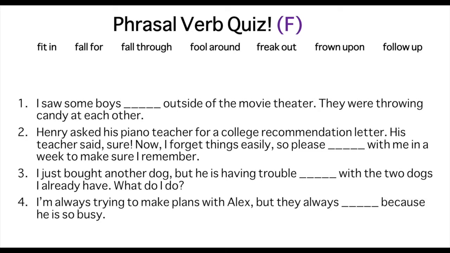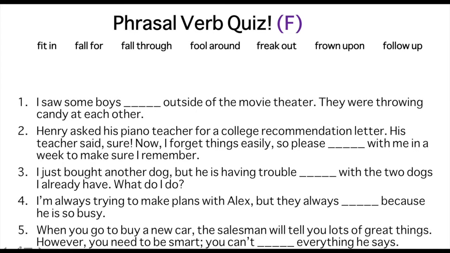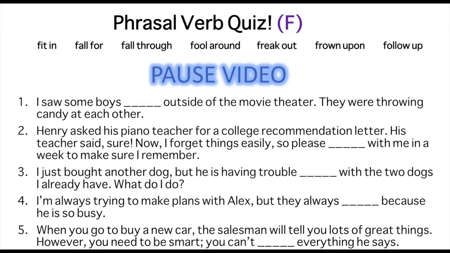Number 4. I'm always trying to make plans with Alex, but they always blank because he is so busy. Number 5. When you go to buy a new car, the salesman will tell you lots of great things. However, you need to be smart. You can't blank everything he says. Okay, now that that's over, let's check.